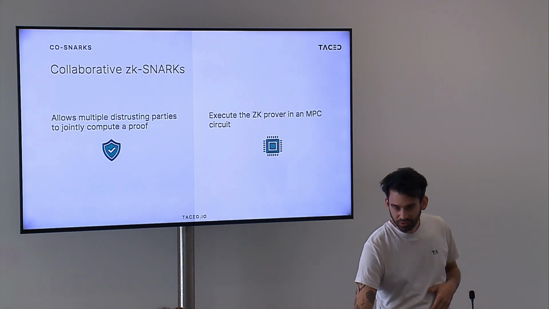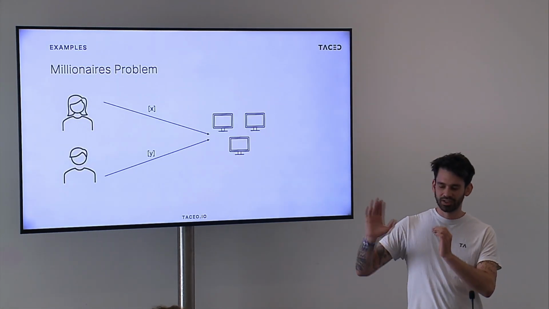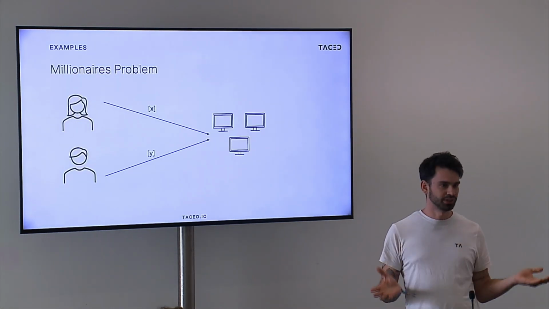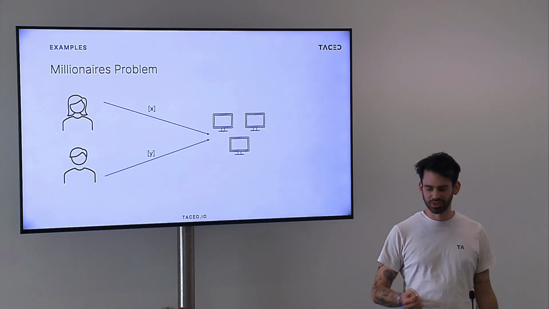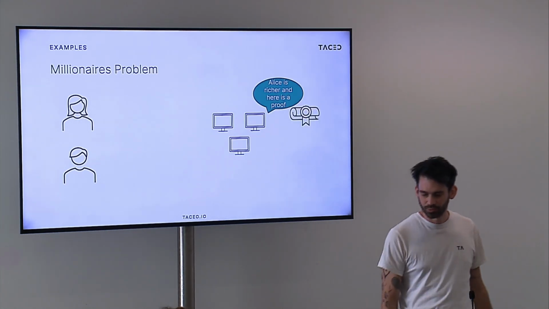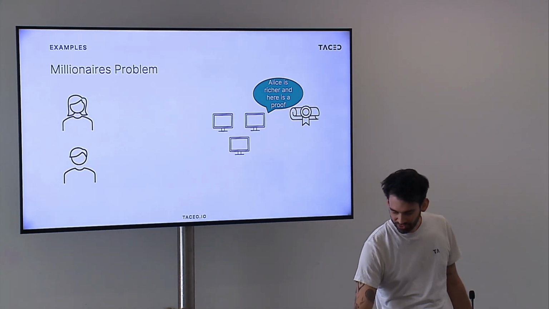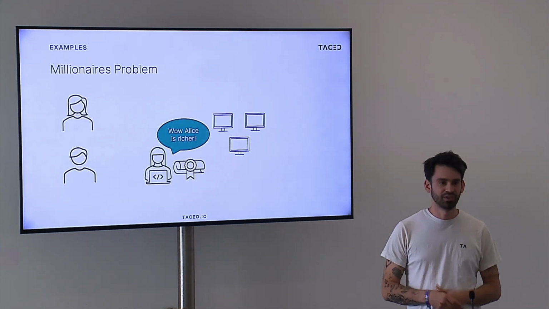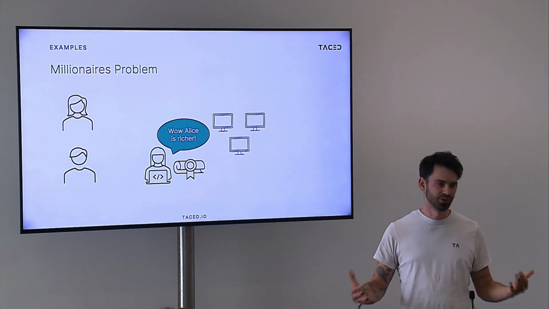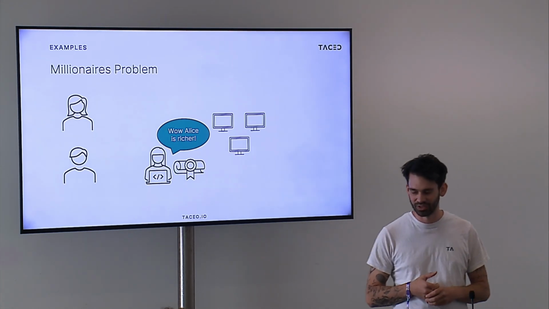So how does this transform the problem? Now we have, again, the millionaires problem. Alice and Bob secret share their values, send it to the computing network. And now the computing network says Alice is richer, and here's a proof that Alice is richer. So Charlotte just takes the proof, verifies it locally on her machine, and knows, okay, wow, Alice is in fact richer.